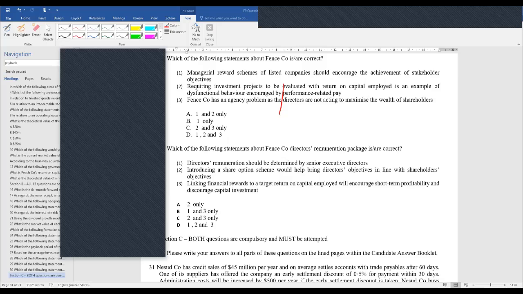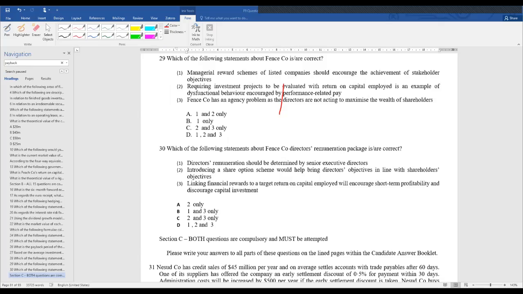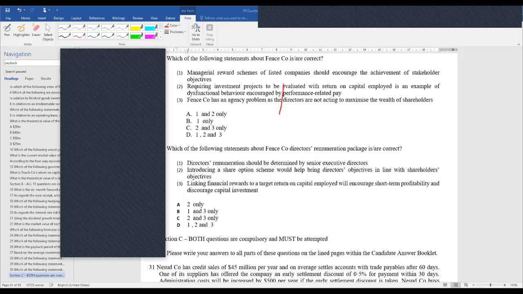Elvin, what's the answer? I think it's one only. Okay. Nafisa, what's the answer? I think it's D. You think it's B? Okay. D. B for boy. D for dog. Oh, D. Okay. Daisy, what's the answer? I think B as well.